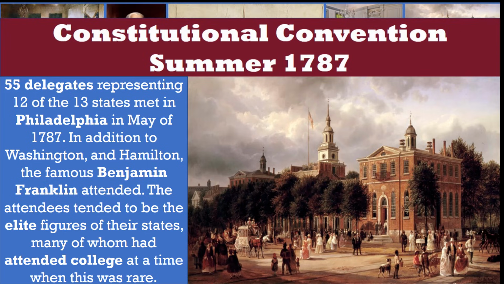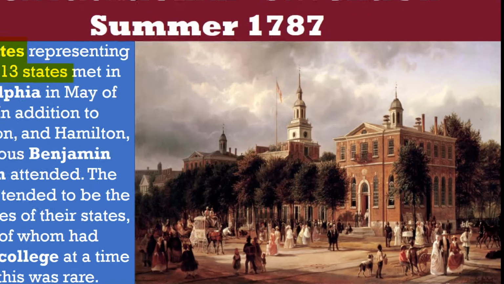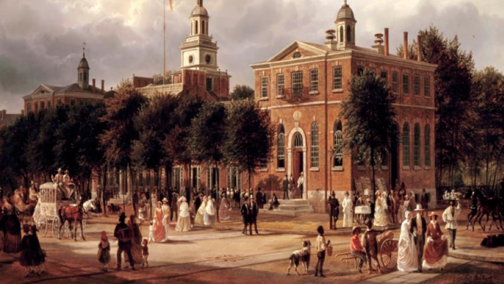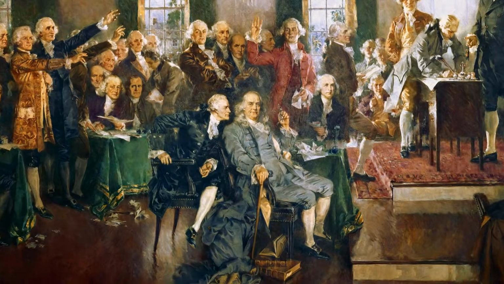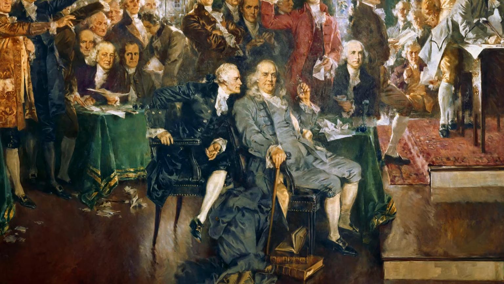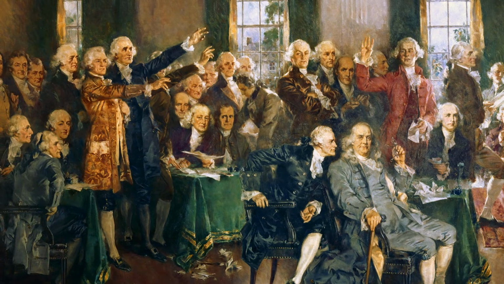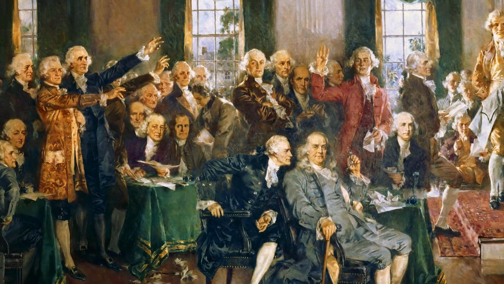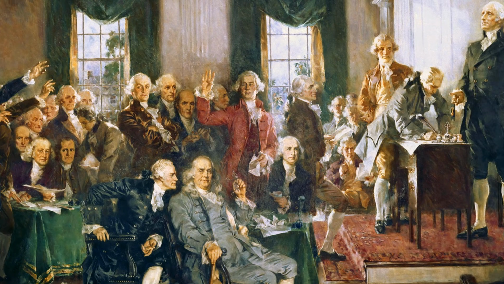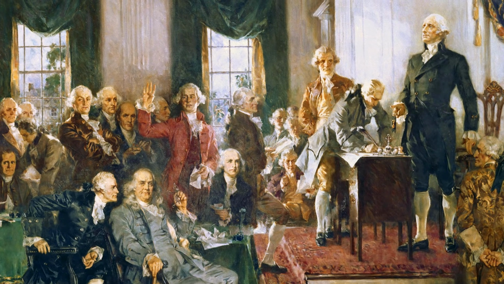So, the Constitutional Convention in the summer of 1787. 55 delegates representing 12 of the 13 states met in Philadelphia in May of 1787. In addition to Washington, Madison, and Hamilton, the famous Benjamin Franklin attended. The attendees tended to be the elite figures of their state, many of whom had attended college at a time when this was very rare.